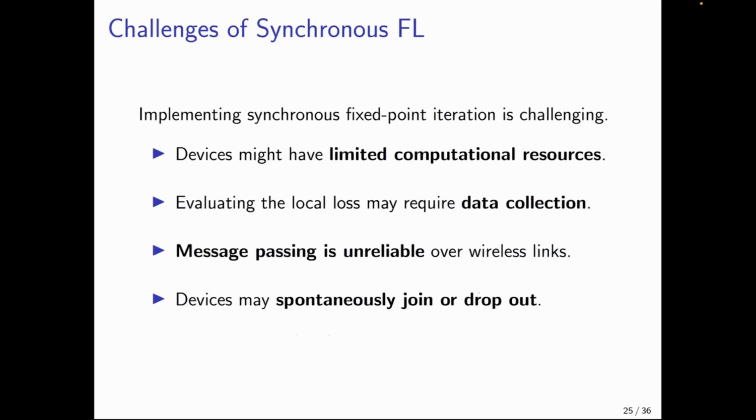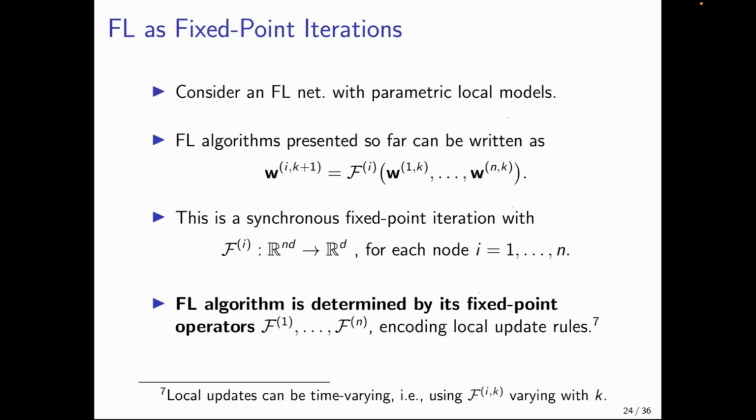But this is challenging for several reasons. Implementing this synchronous update is intractable in many applications. For example, the devices carrying out these updates might be very different. Some of them might be a laptop with a 2.4 gigahertz processor, while other nodes might be a small Raspberry Pi with a clock of 1 megahertz, extremely slow.